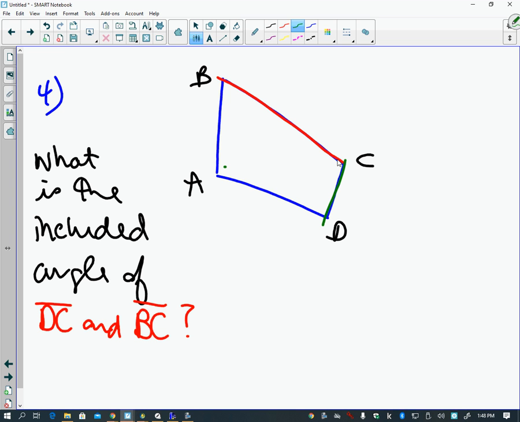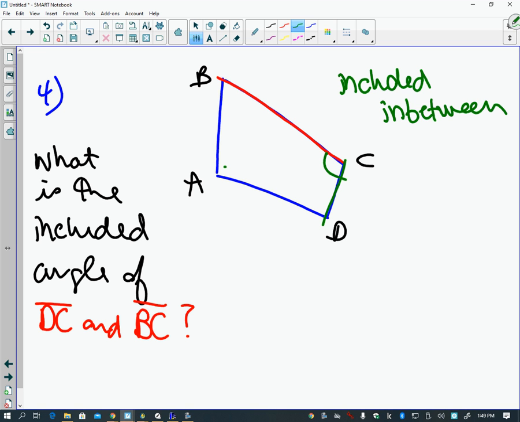No. Here's what you guys are missing. The included angle, you could replace the word included with in between. What angle is in between side BC and side DC? C. Okay, it is the included angle.